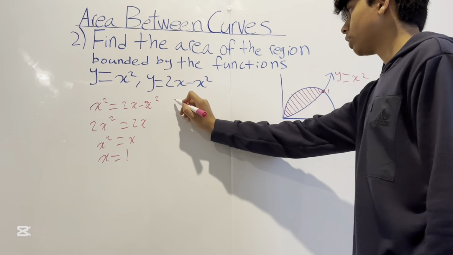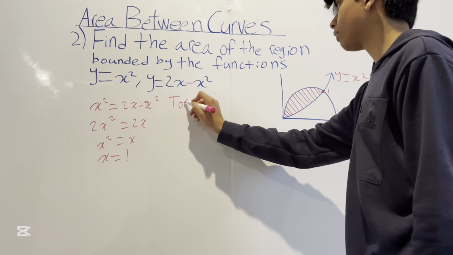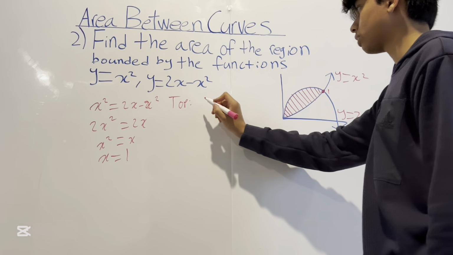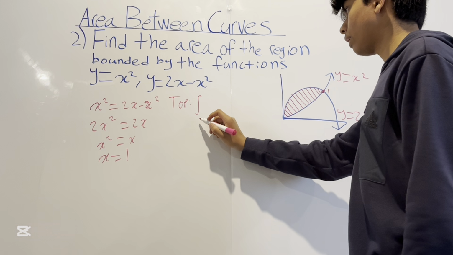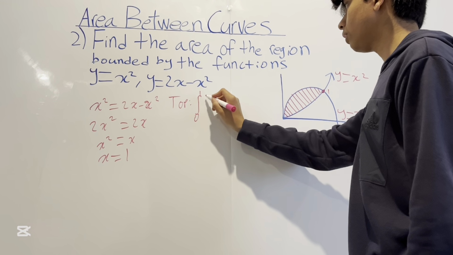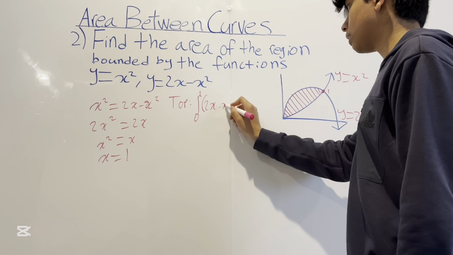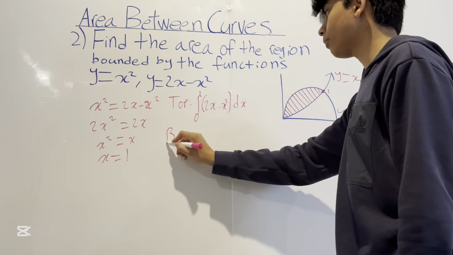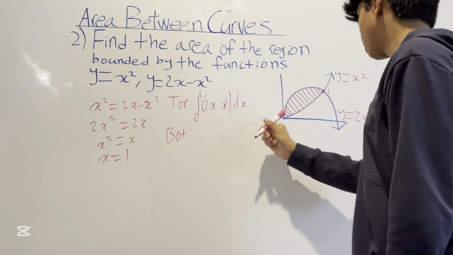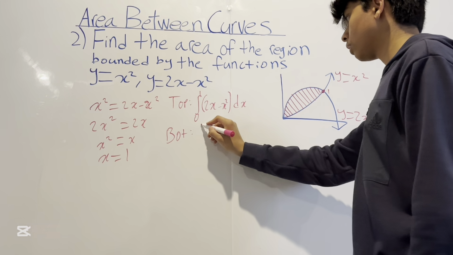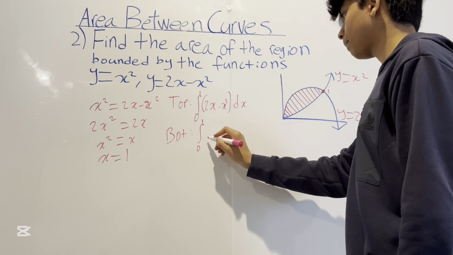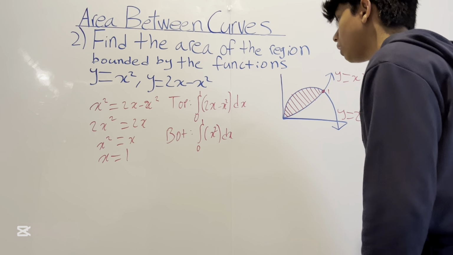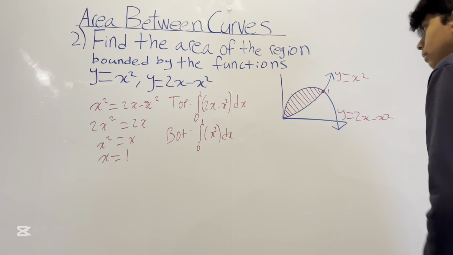Now our top function, we can see here, is y equals 2x minus x squared. So the area for this is the integral from 0 to 1 of 2x minus x squared dx. Our bottom is our other function, which is x squared. So from 0 to 1, x squared dx. And now we have to subtract them.